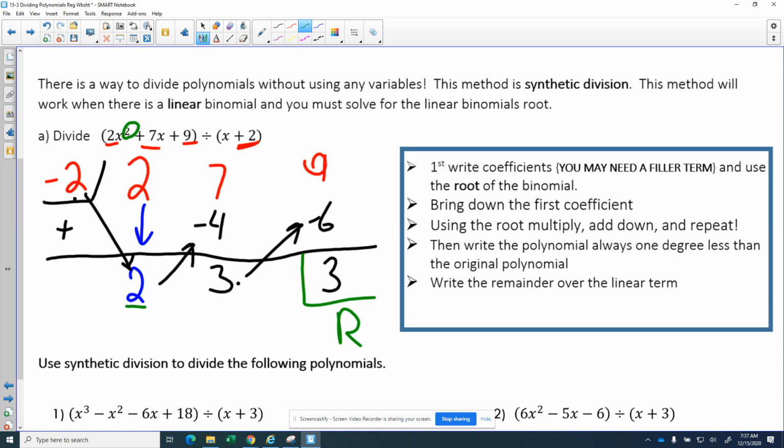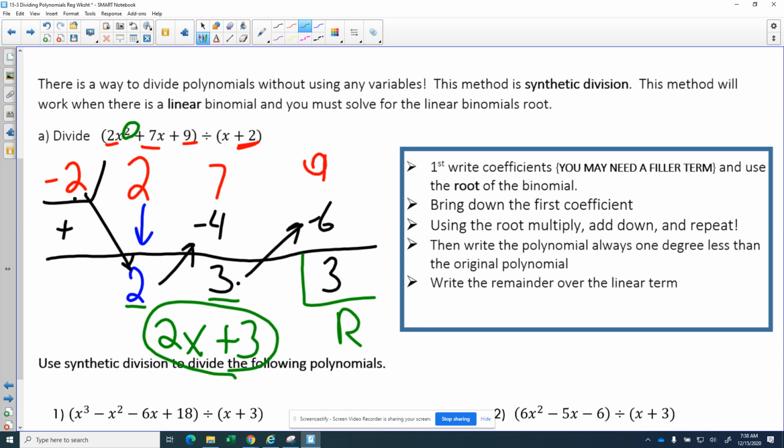So I'm just going to take the two numbers provided here and basically count down. We have 2x to the first plus 3. And that is my final answer. 2x plus 3 with a remainder of 3.